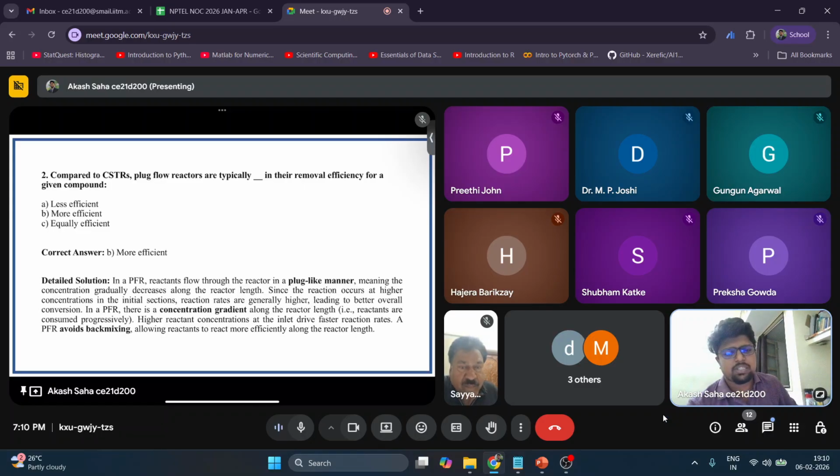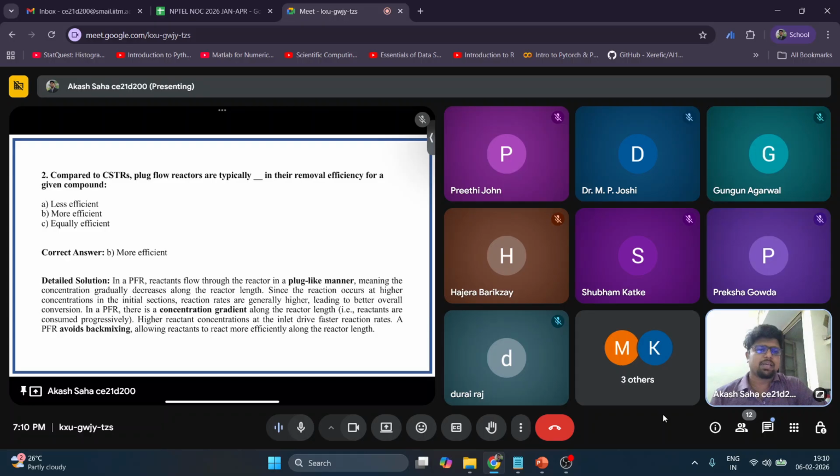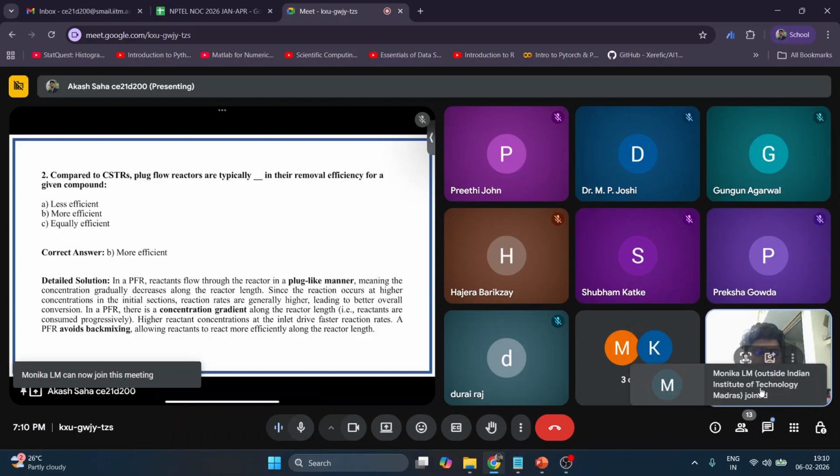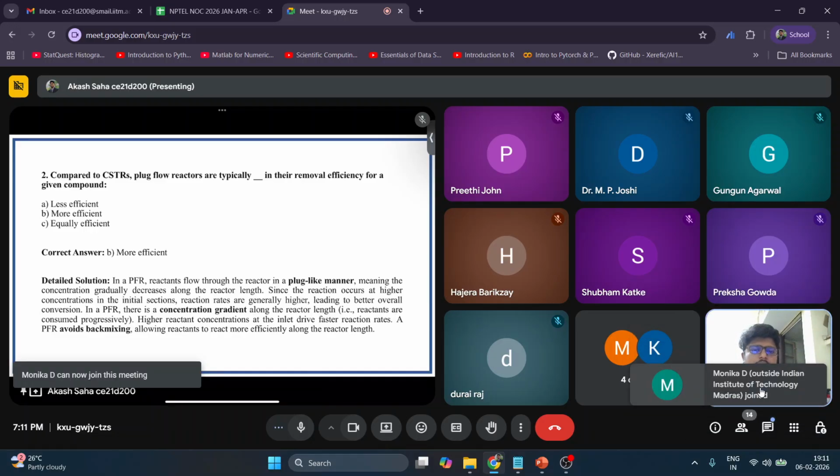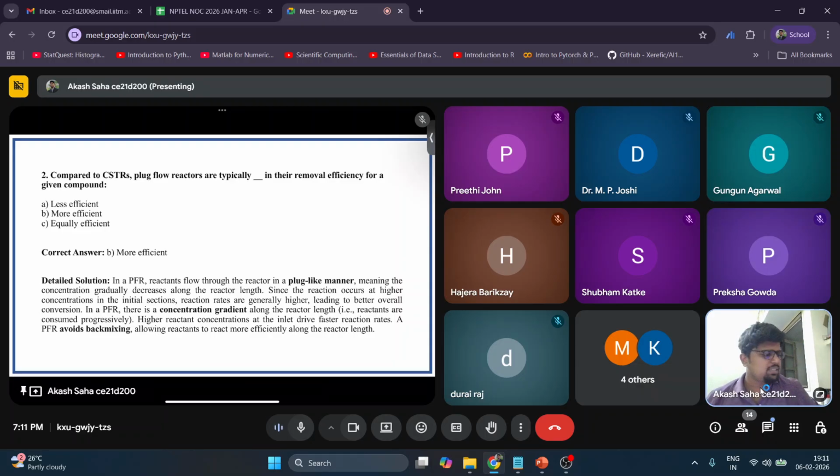The same explanation I have given, and also there is no back mixing. So the reactants are more efficiently degrading, or I would say changing their concentration, along the length of the reactor. So always remember the plug flow reactor is always more efficient than a CSTR for a given volume. For the same compound, the same reaction rate, everything kept the same, it will be more efficient. We will solve a problem, then we will also see how it is happening and how much change there is. So for now, you just remember this.